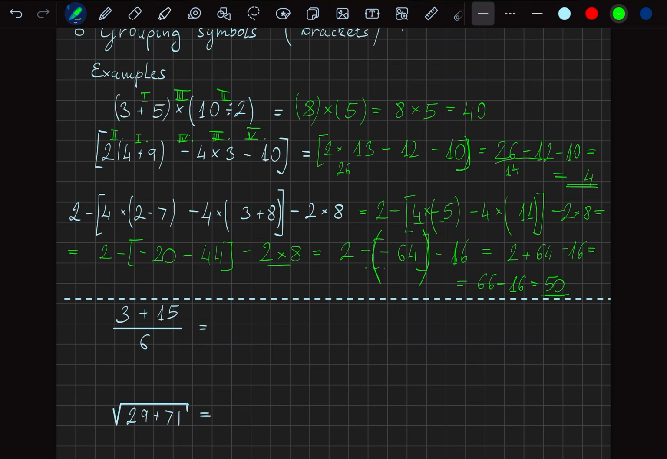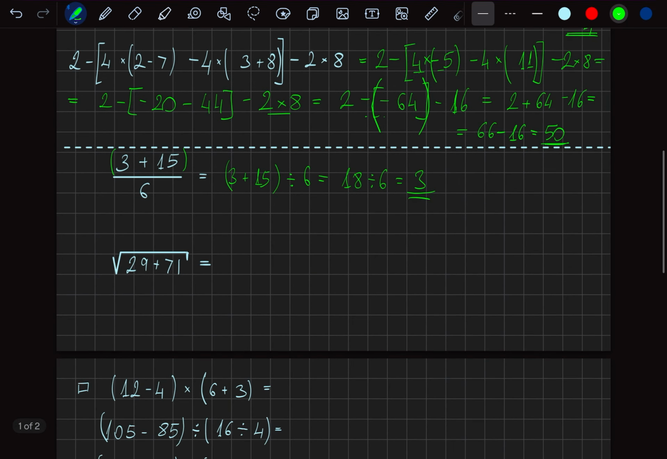Okay, 3 plus 15 divided by 6. I broke this problem because many students just forget that the fraction line also means division and also means brackets too. So it means division, but you divide the numerator and you need to put the numerator in a bracket. So this equals 3 plus 15 divided by 6. So it's 18 divided by 6. It's 3.